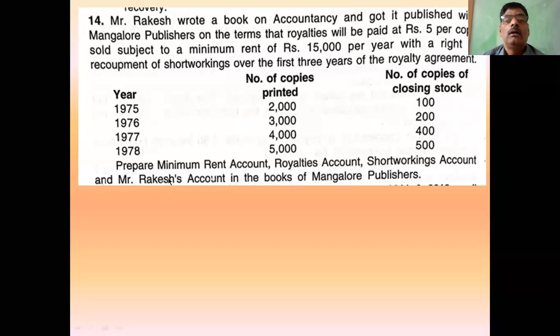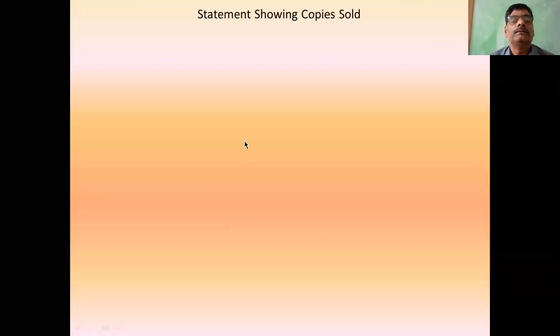And in this problem, rate of royalty is 5. Minimum rent 15,000. Recovery period is first 3 years. The word is first, not next. Okay. And there is no strike. You see the table. Statement showing copies sold.